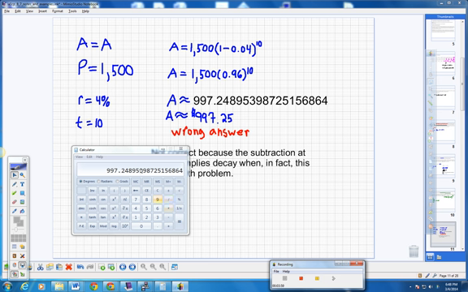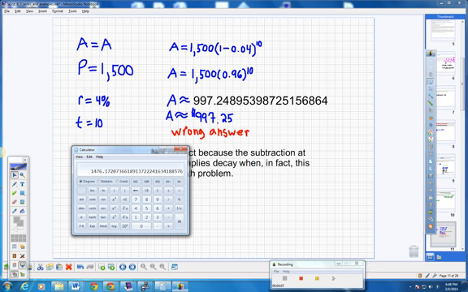Remember, I should be able to multiply it times 1.04 raised to the 10th power. Does that give me $1,500? And no, it gives me something close to it, but it doesn't give me $1,500. Had I multiplied that by 0.96, it would have given me something much further off. So again, that's why we got the wrong answer.